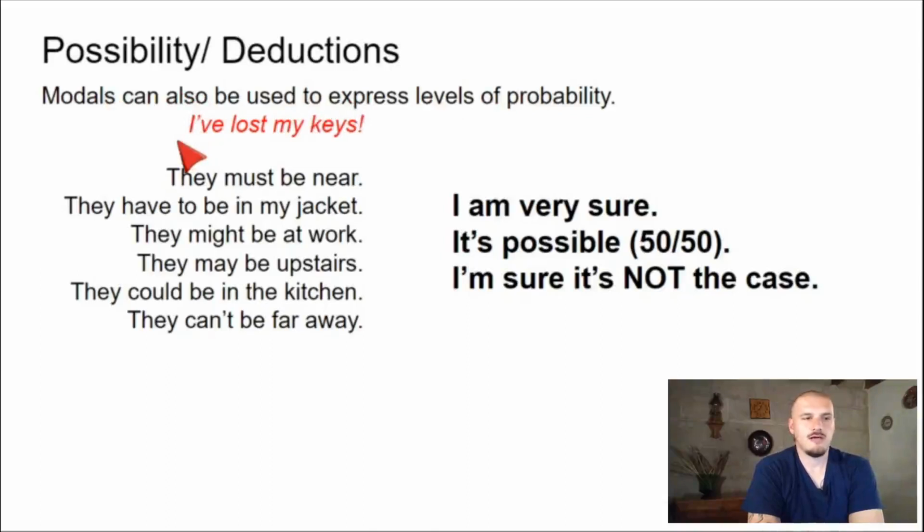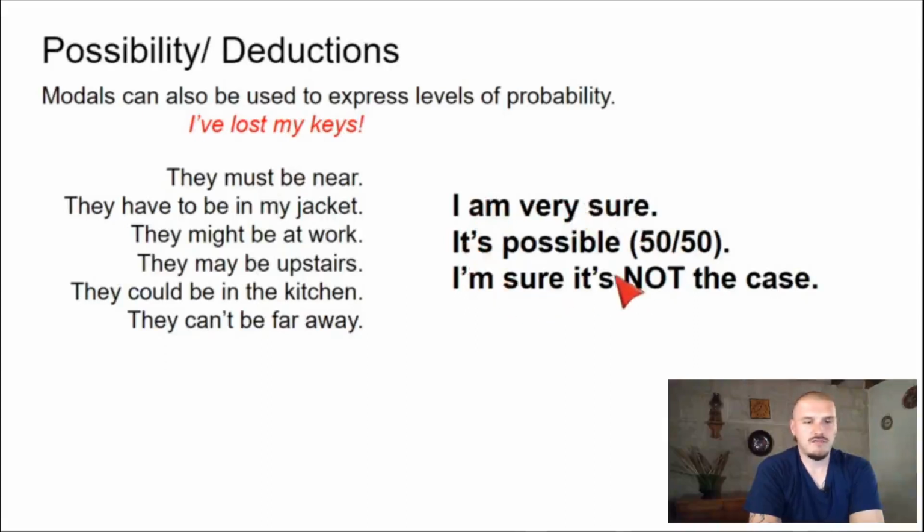Okay? Por ejemplo, for example, I have lost my keys. He perdido mis llaves. I've lost my keys. And here we have different possibilities. They must be near. Deben estar cerca. They have to be in my jacket. Tienen que estar en mi chaqueta. They might be at work. Quizás están en el trabajo. They may be upstairs. Quizás están arriba. They could be in the kitchen. Podrían estar en la cocina. They can't be far away. No pueden estar lejos.